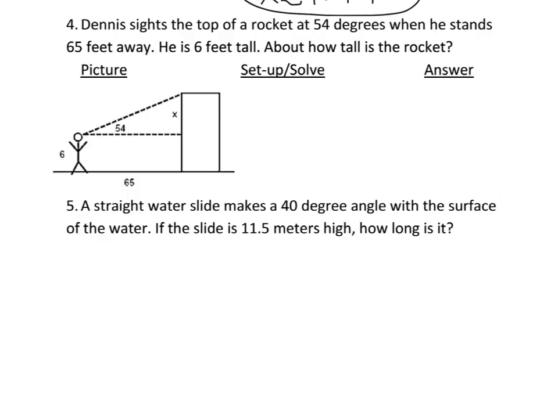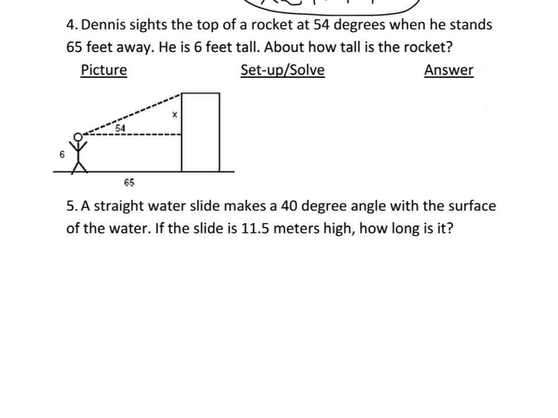So the next three problems here are actually going to be the problems on your warm-up. I'll help you set the three of them up, but then it'll be up to you to finish them. Dennis sights the top of a rocket at 54 degrees when he stands 65 feet away. He is 6 feet tall.